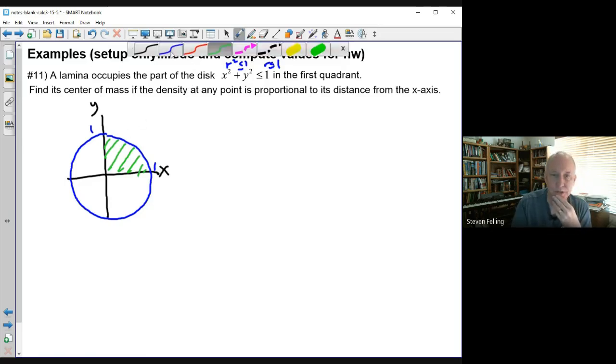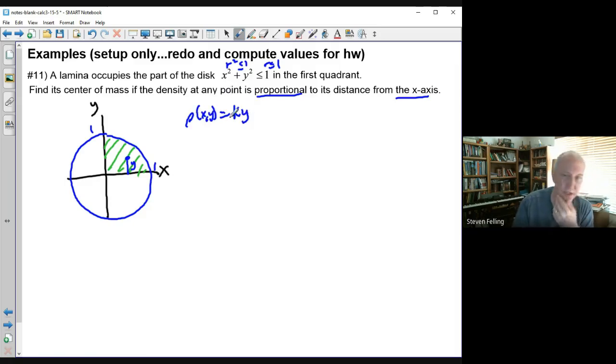But what's our density function? They didn't give it to us this time. So this time they're saying that it's proportional to the distance from the x-axis. So the distance from the x-axis is actually going to be y. So it's proportional, meaning there's some constant times y that gives me the density. Okay, k is some constant of proportionality. That means my setup for m is going to be an integral of the density, which is ky.